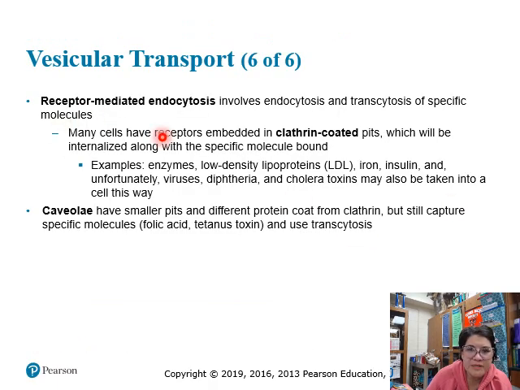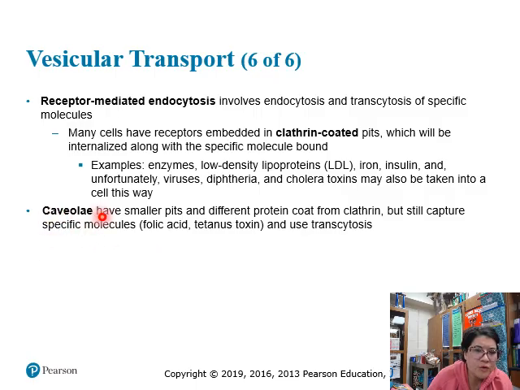Okay, and then receptor-mediated, we've kind of seen that, but you have these little receptors that are going to be triggered, and then it's going to cause the endocytosis to take place. So it happens with enzymes, low-density lipoproteins, iron, insulin, and viruses like diphtheria, cholera, and toxins. So it does it for good things, but then these other bad things have also kind of hijacked the system.